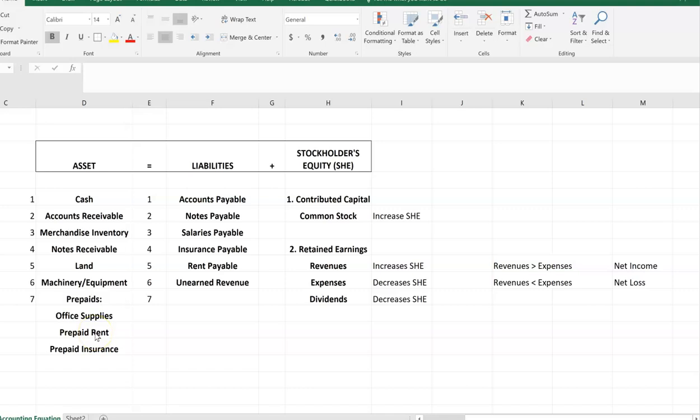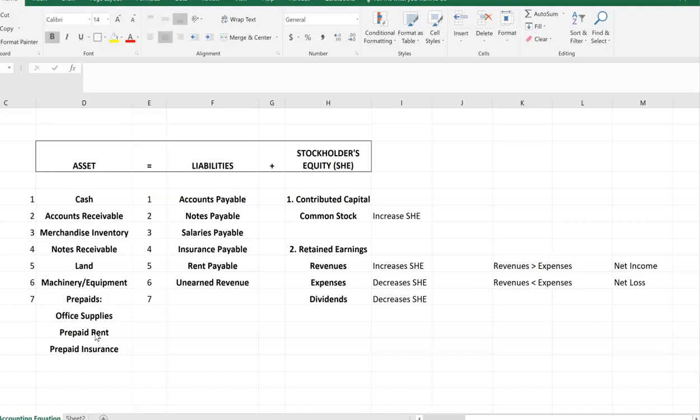So if I am an ABC company and I rent space, office space, so that I can conduct my business, and I move in on January 2nd, and my rent is $1,000 a month, and on January 2nd, I just say, oh, I don't feel like writing a check every month. I'm going to pay for the first 6 months in advance. So if I write a check for $6,000 to my landlord on January 2nd, that is in effect prepaid rent.